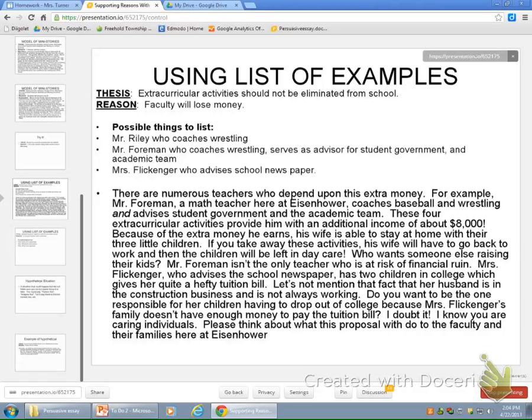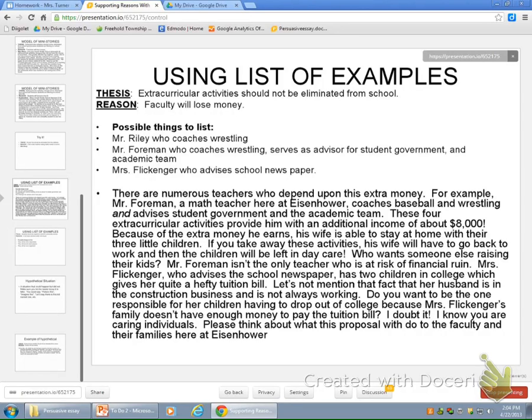So in this particular case, it says there are numerous teachers who depend upon this extra money. For example, Mr. Foreman, a math teacher here at Eisenhower, coaches baseball and wrestling and advises student government and the academic team. These 4 extracurricular activities provide him with an additional income of about $8,000. Because of the extra money he earns, his wife is able to stay at home with their 3 little children. If you take away these activities, his wife will have to go back to work, and then the children will be left in daycare. Who wants someone else raising their kids? So that's my first example, but I kind of explain it a little. I'm not just listing it, but I'm explaining it.